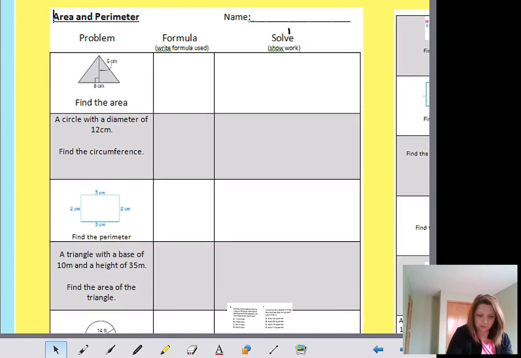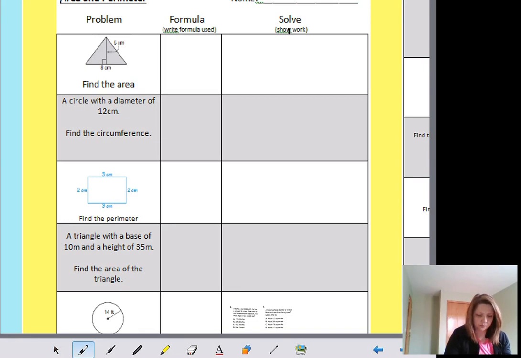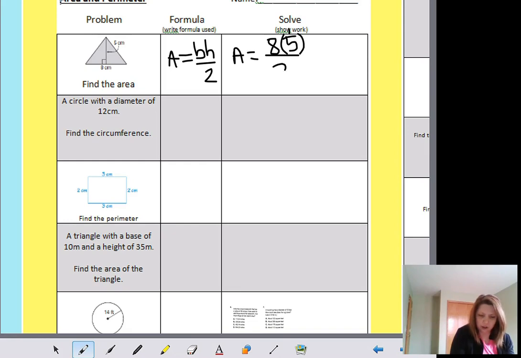Okay, so now area and perimeter. If we are given a problem, for example the very top one, a triangle, we know the height of this triangle is 5 centimeters, the base is 8 centimeters, and we're asked to find the area. For a triangle like this, we're going to use the formula area equals b times h over 2. Once we know the formula, we can go ahead and calculate. So the area will be equal to 8 times the height, 5, over 2.